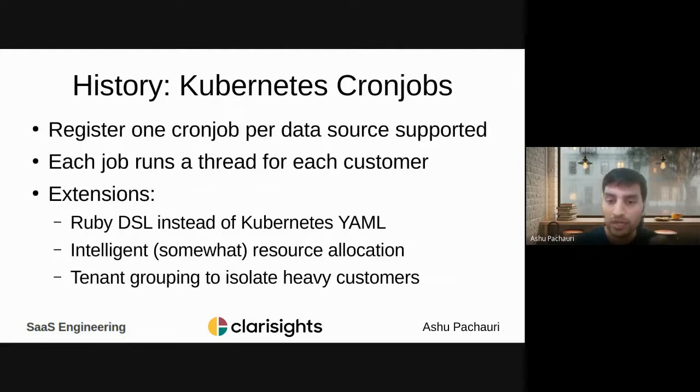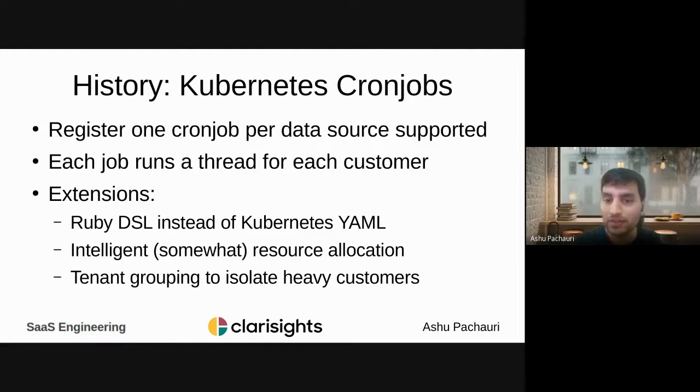So just before I dive into Mozek, a very quick overview of how we were doing it earlier. So the very first version was Kubernetes cron jobs. It basically directly translated from the notion of cron jobs that we used literally on day one of Clarisights. So it's like you give a schedule and you basically get a container that runs at that schedule. So what we used to do was that, okay, for each data source, we'll run a separate cron job. Inside a cron job, we'll run separate threads for each customer. And that was literally it.